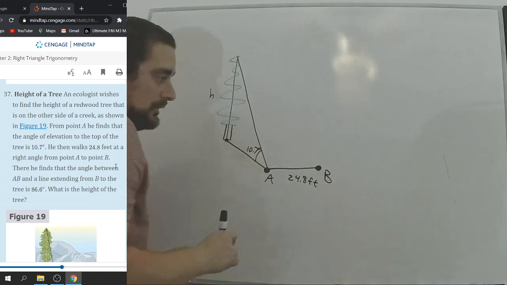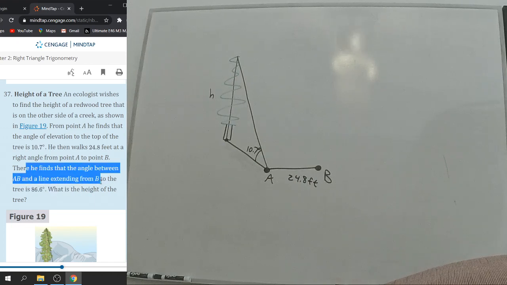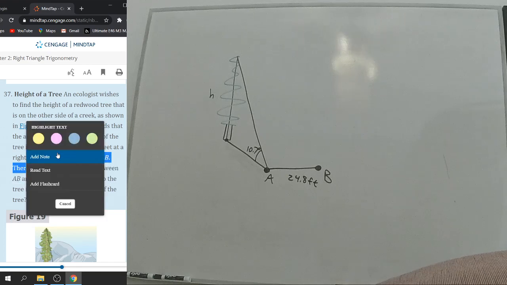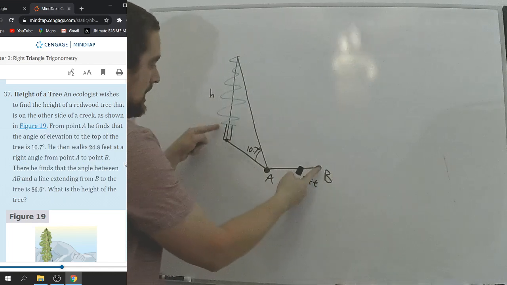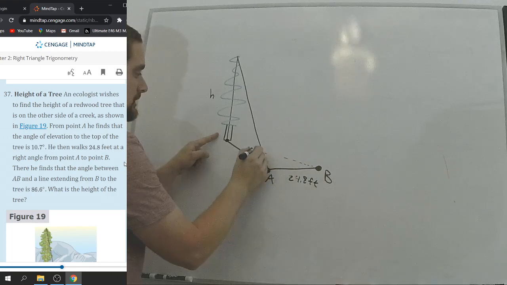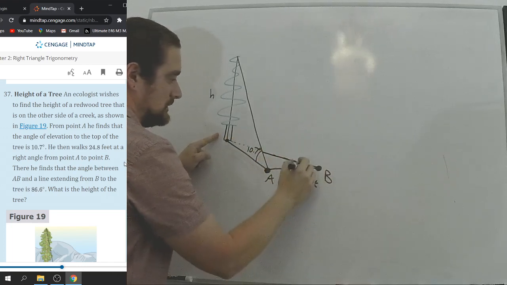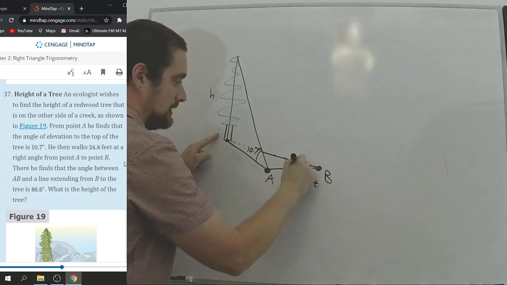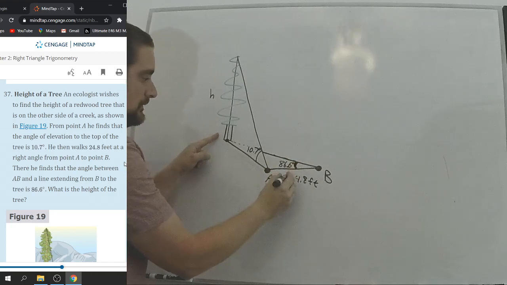And then from that point B, he finds that the angle between the line segment AB and a line extending from B to the tree is 86.6 degrees. From line segment AB and a line from B to the base of the tree, he's going to find that he gets an angle of 86.6 degrees. So this angle inside here is 86.6 degrees.